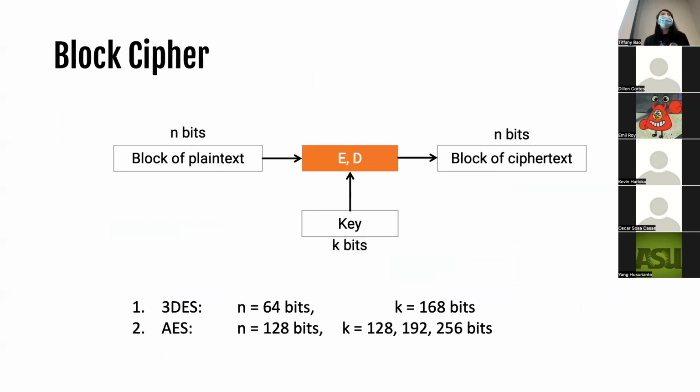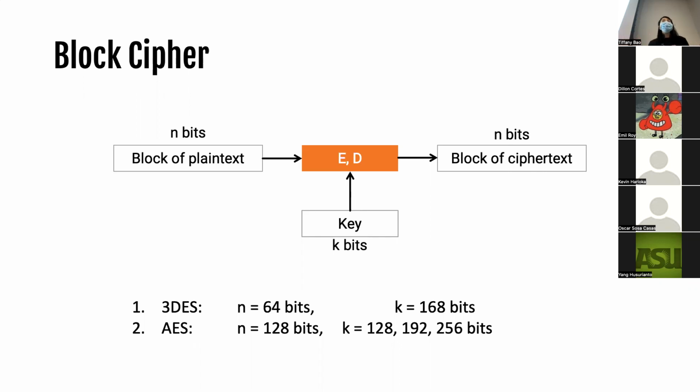And now let's talk about block ciphers. As I mentioned before, the difference between a block cipher and a stream cipher is that a block cipher will first cut a plain text or a ciphertext into small chunks, which we call blocks.